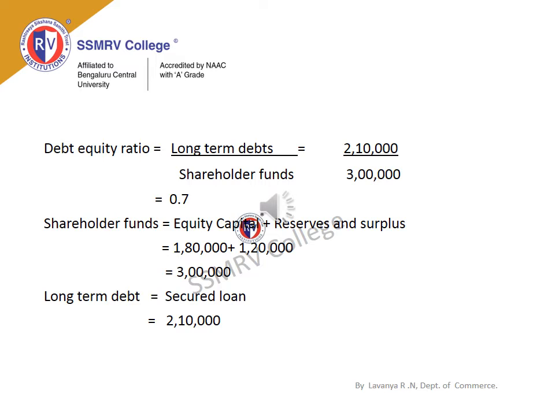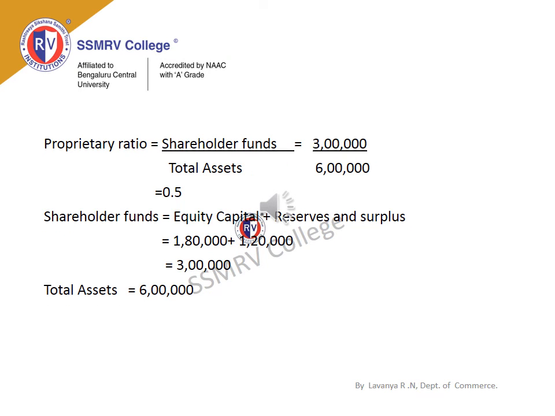Substitute the information in the given formula. Simplify it. Then the debt equity ratio is 0.7. So this ratio will show you the amount of funds supplied by the outsiders as well as the owners to the company. We will understand the calculation of proprietary ratio.